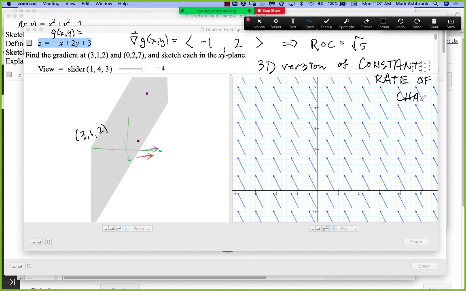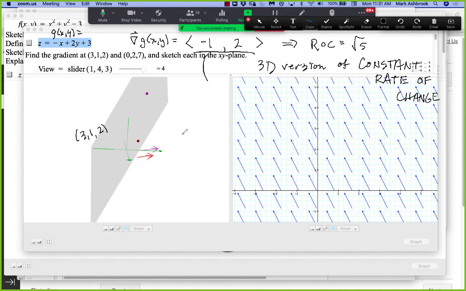And so the gradient vector is showing us that. The gradient vector is a constant vector everywhere. So no matter where you are in the xy plane, no matter where you are on this plane, the direction and magnitude of maximum rate of change is the same because it's a flat surface. So this is a constant gradient field showing constant rate of change for a multivariable function, and that simply is a plane.